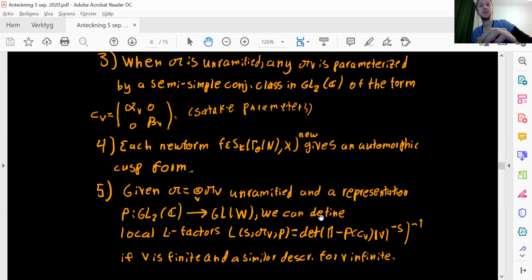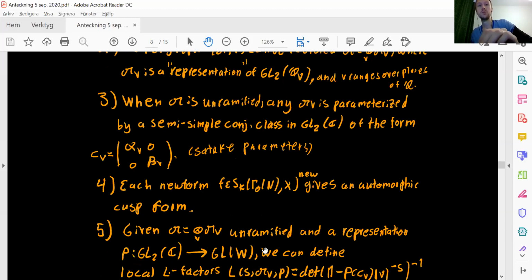We can then define something we call local L factors associated to the representation pi_v and the representation here, rho. The local L factors are defined as the determinant of the identity minus rho of c_v, where here c_v are conjugacy classes as above, times the absolute value of v to the minus s, to the minus 1. This is for if v is a finite place. And we have a similar description if v is the infinite place, where you get the gamma function.